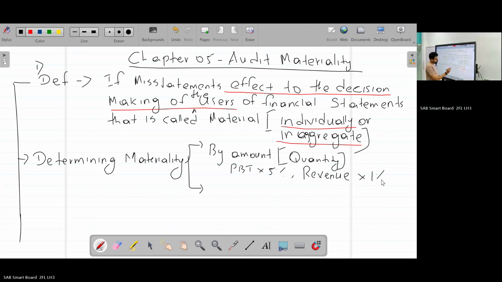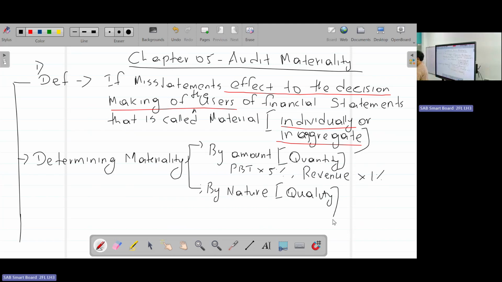Second category: by nature. Certain transactions are not material by amount or magnitude. But by nature, even though those transactions are less than the material amount, we should consider certain transactions as material transactions, because of their nature.